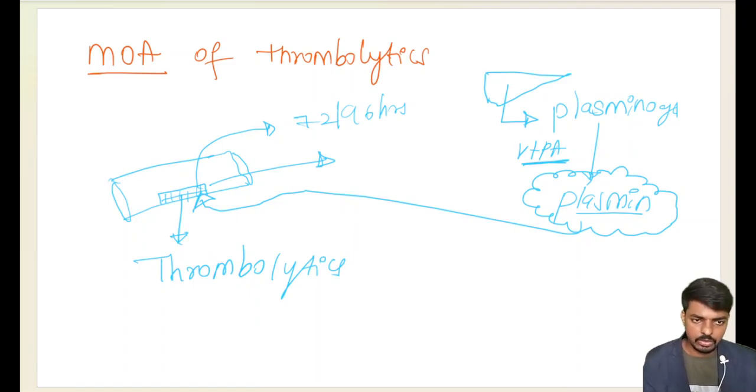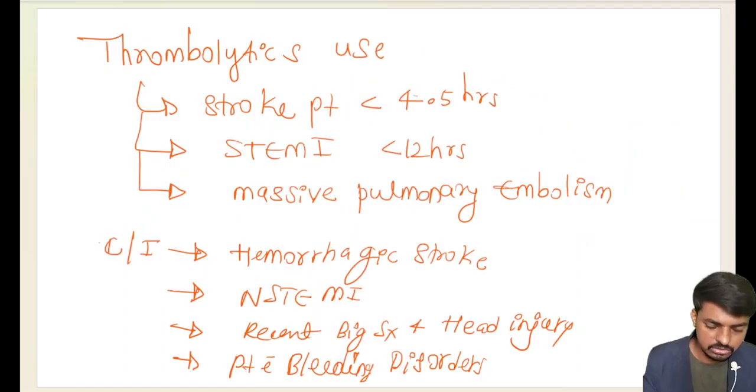Okay, so what is the use of the thrombolytics? Thrombolytics are used when the patient with stroke comes to the hospital within 4.5 hours. Okay, very important.